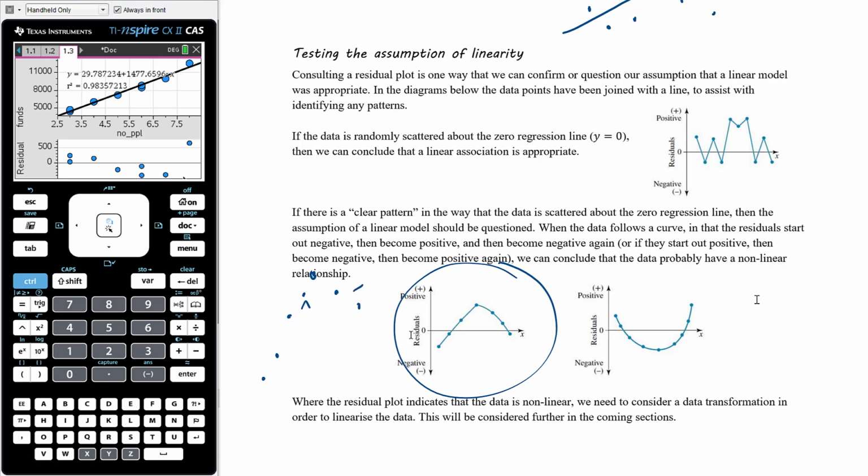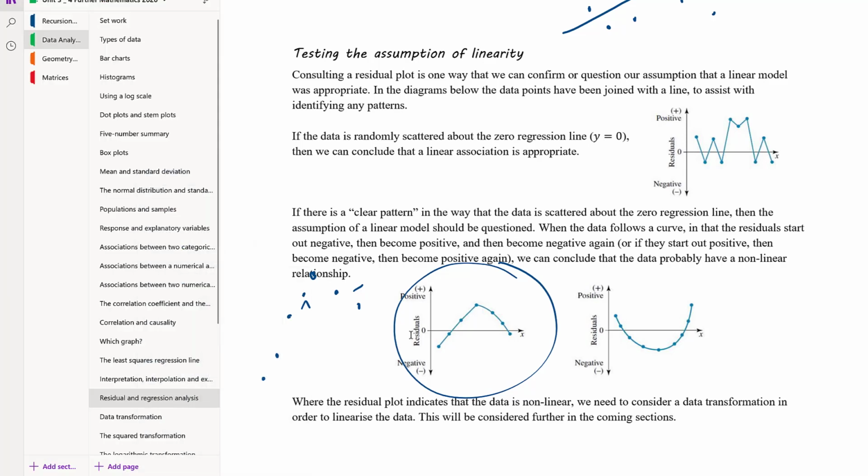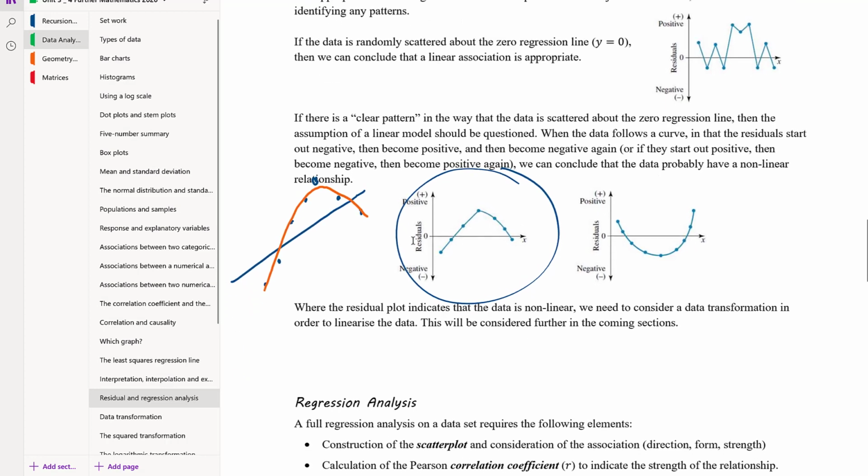So what I'm seeing here is, sorry, let me undo that. Can't undo that easily without moving my CAS. Let me get rid of the CAS. So what I'm seeing here is, just get rid of that arrow, sorry, if the data starts below the line and then goes above the line and then comes below the line again, it wasn't following a line. It actually might have been better modeled by a curve.